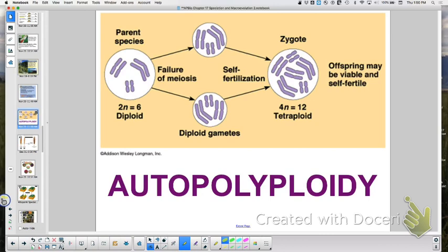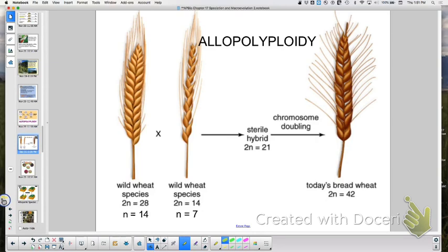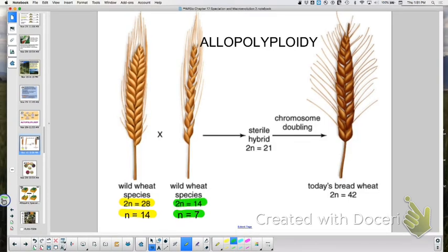Other bio buddy, you're up for allopolyploidy. Go. Allopolyploidy is pretty much when two different species, let's say that wild bee and that wild bee, produce a sterile hybrid.